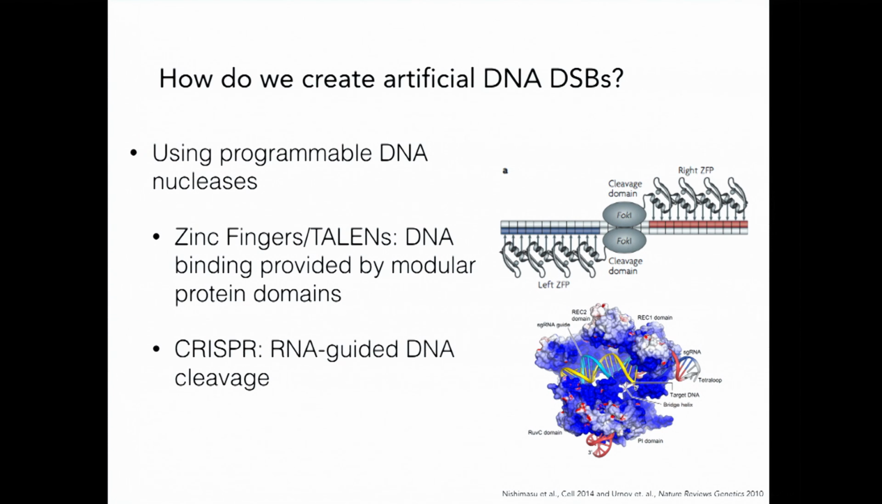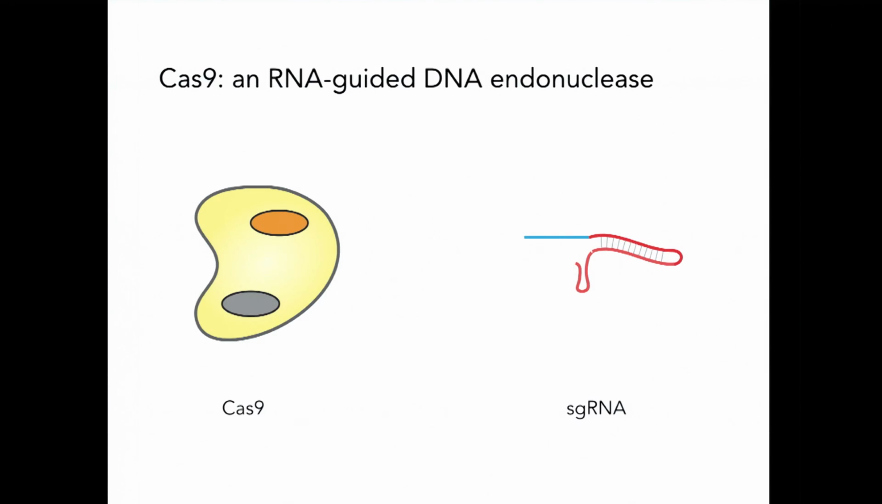And then this was attached to a nuclease domain. So the DNA binding domain and the nuclease domain were separate. In this case, the nuclease domain is FokI, which has to dimerize in order to cleave DNA. And now what's become popular, and which is, of course, why you're here, is CRISPR, which is RNA-guided DNA cleavage, which is a little bit easier for most people to use.